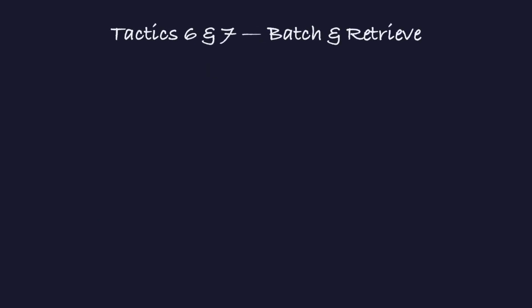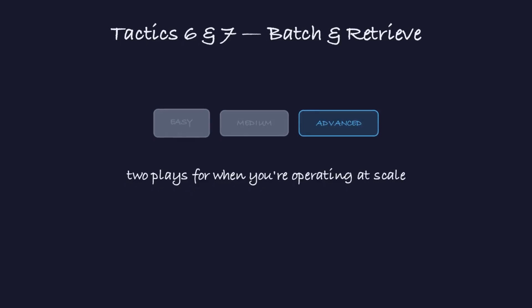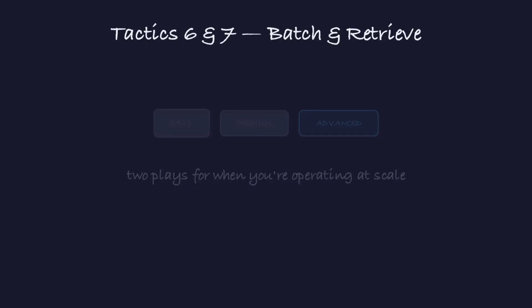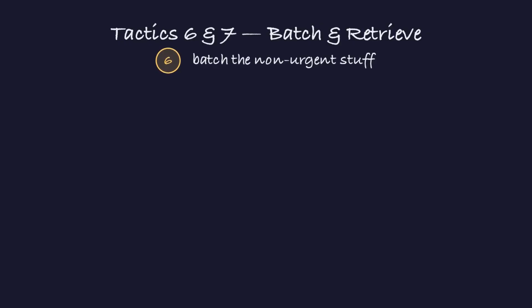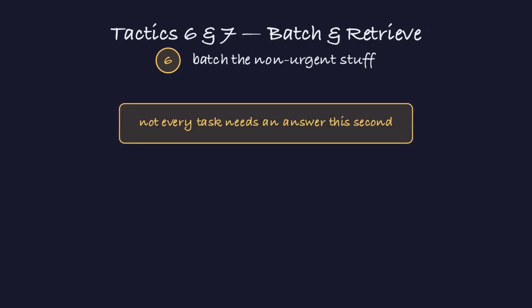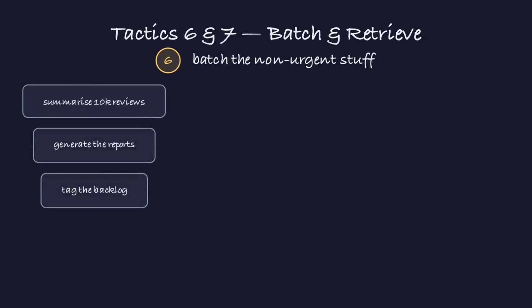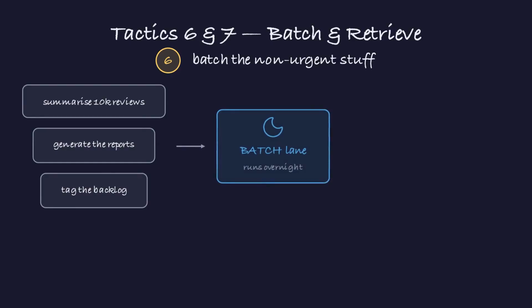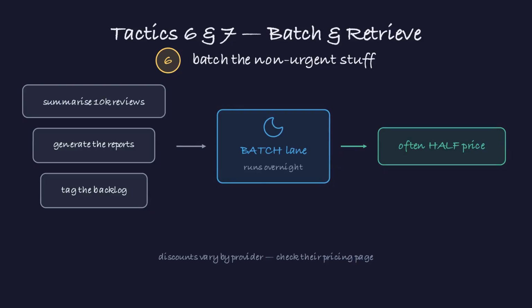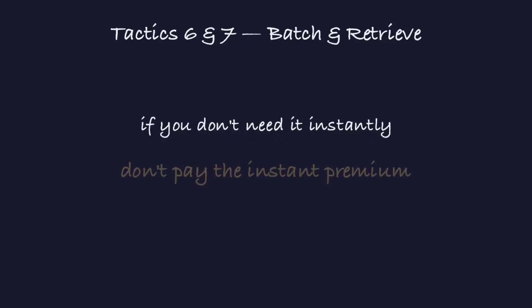And now 2 advanced plays, for when you are operating at scale. Tactic 6. Batch the non-urgent stuff. Not every task needs an answer this second. Summarizing 10,000 reviews overnight, generating reports, tagging a backlog. Most providers have a batch mode. You hand them the pile, they run it when convenient and hand it back, often for half price. If you don't need it instantly, don't pay the instant premium.